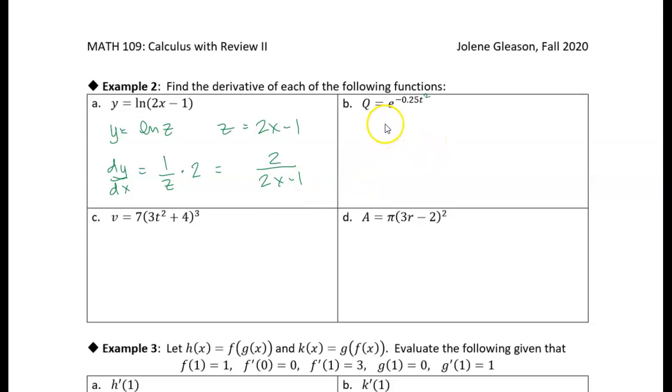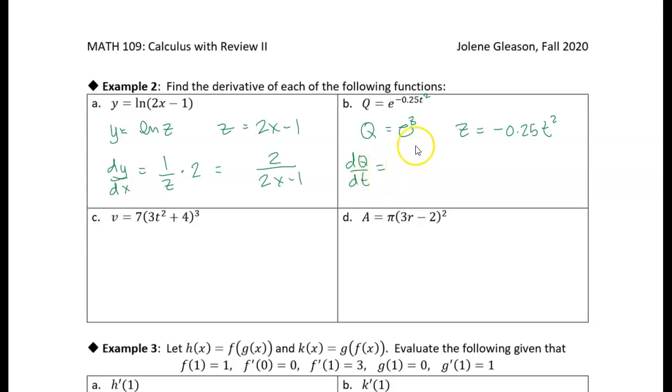In this one, I noticed I left off a square, so I added that in just so it matches with example one. It was supposed to match with example one. So we call q the exponential function e to the z, where z is the inside function, so z is equal to minus 0.25 t squared. We want dq/dt, the derivative with respect to t.